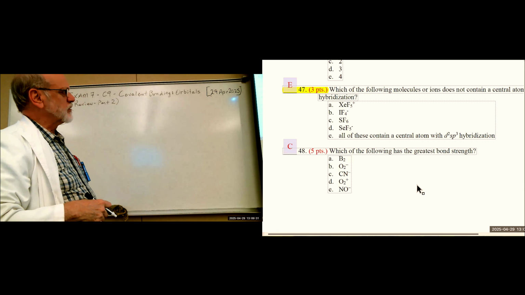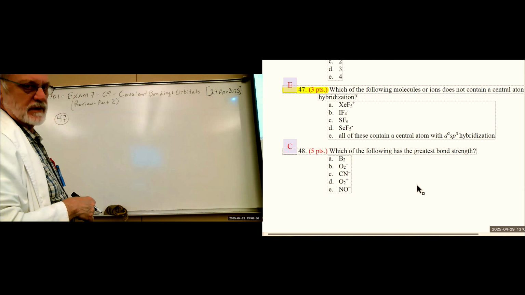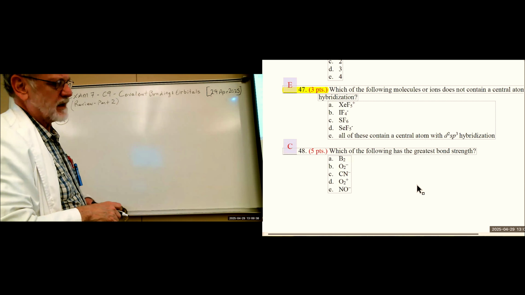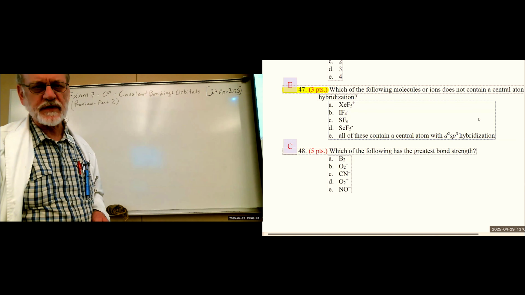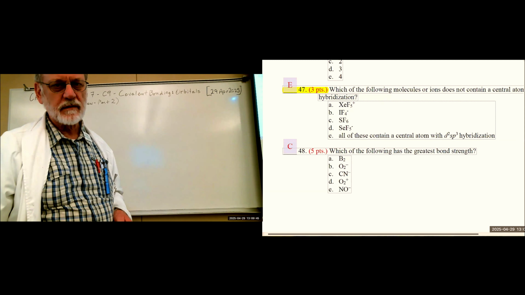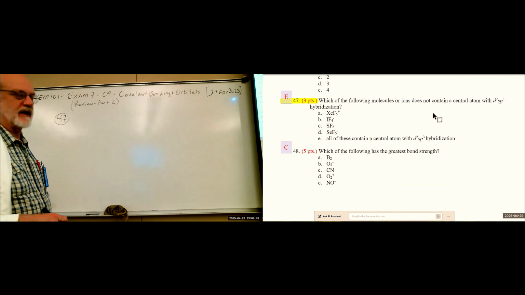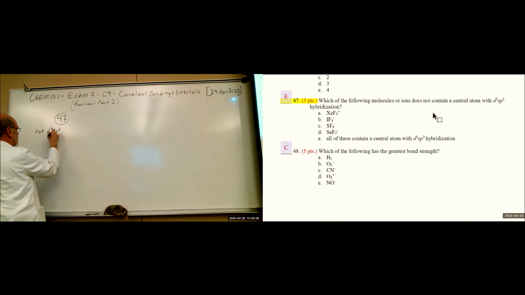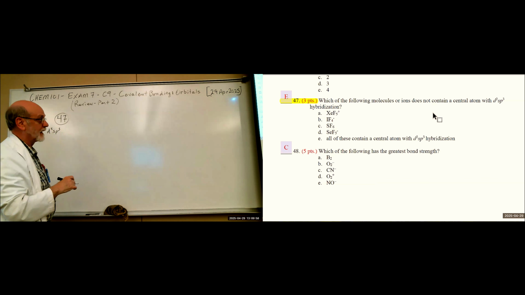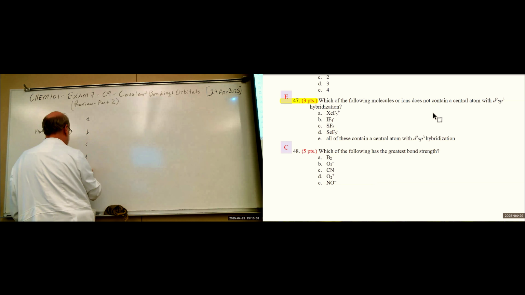Okay, which of the following molecules or ions does not contain a central atom that is d2sp3 hybridized? Hold on a second, it slid off the side of the page. Okay. So A, B, C, D, and E.